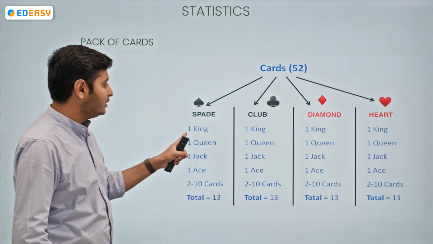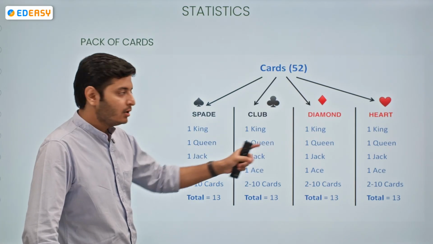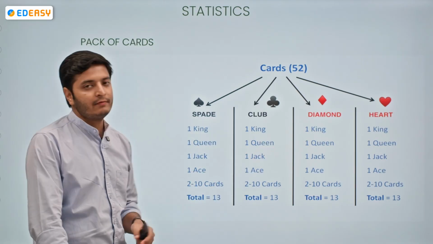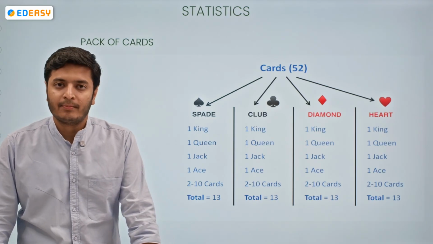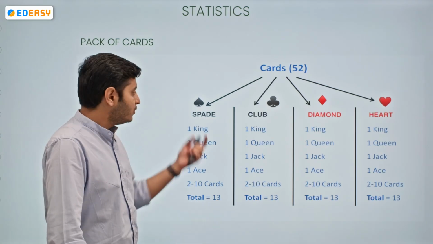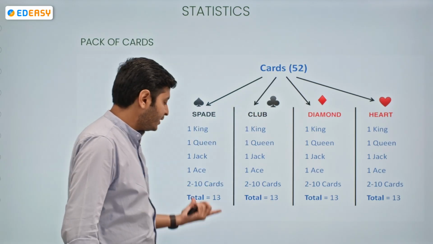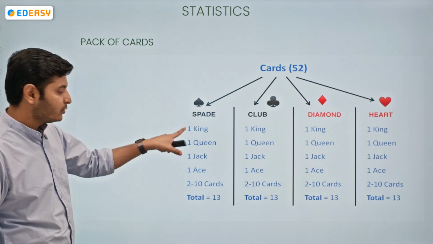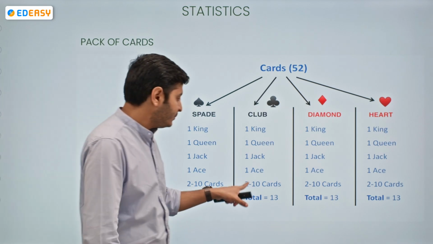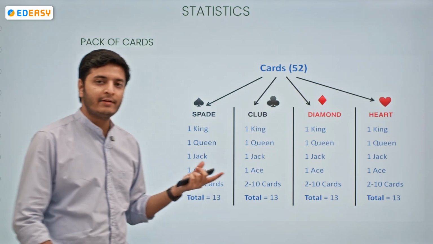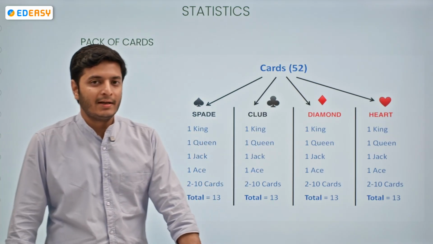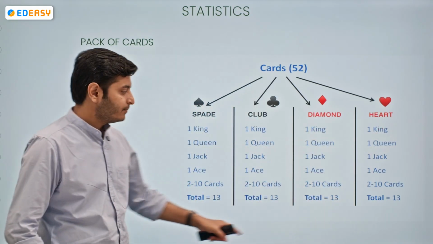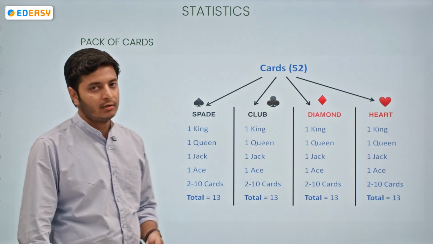Inside these, we have one king for each type of card, one queen of each type, one jack, one ace, and then we have numbered cards from 2 to 10. For spade it is 13, because 2 to 10 is 9 cards and 4 of these, so 9 plus 4, 13. So every type will have 13 cards. So how many red cards will there be then? Both are red in color, no? So 13 plus 13, 26. And how many black cards? 13 plus 13, 26 again.